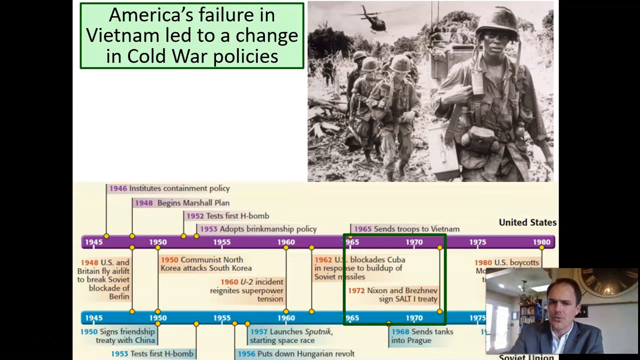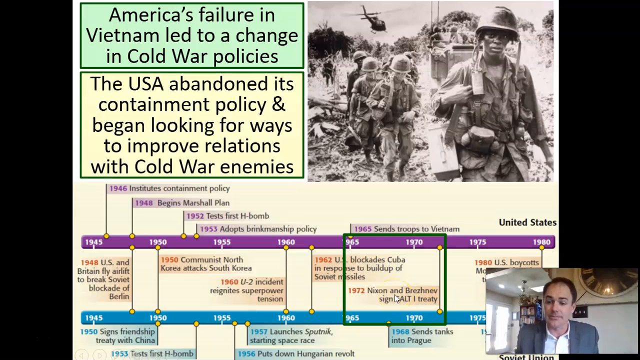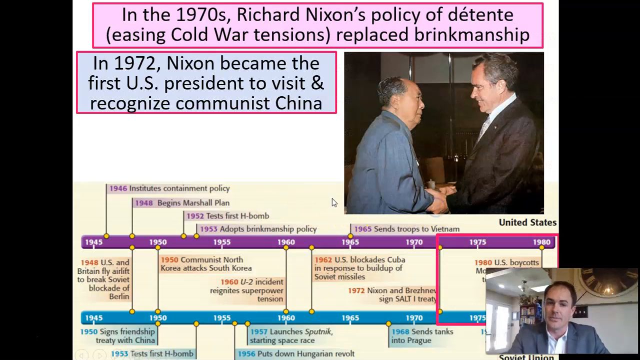All right. So America's failure in Vietnam led to a change in Cold War policies. It abandons its containment policy. It didn't work. And that whole domino theory of, China becomes communist, Vietnam becomes communist, all the rest of Southeast Asia is going to become communist. It didn't happen. And so the U.S. began looking for ways to improve relations with the Cold War enemies.